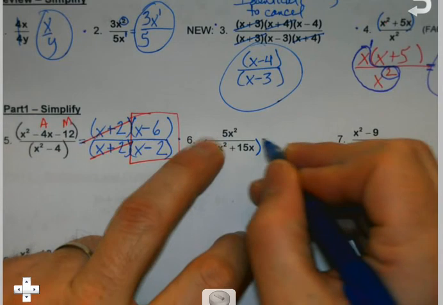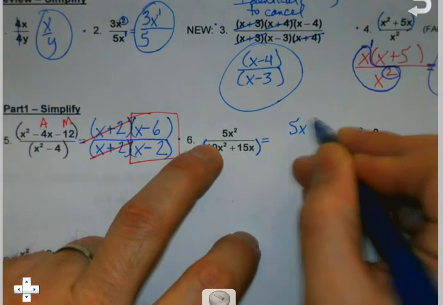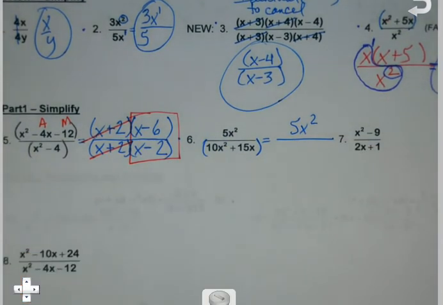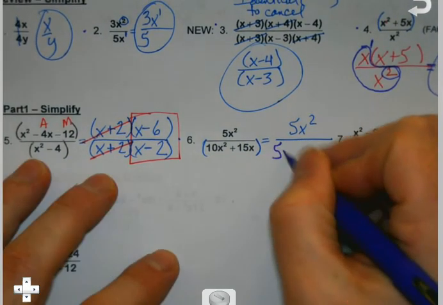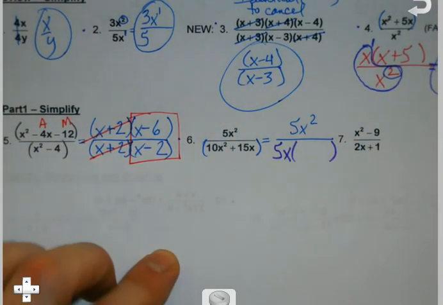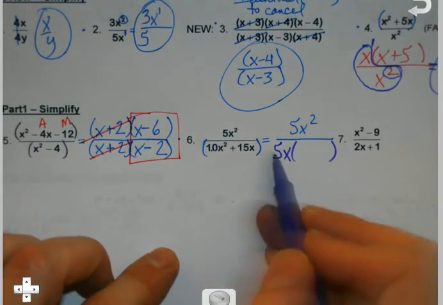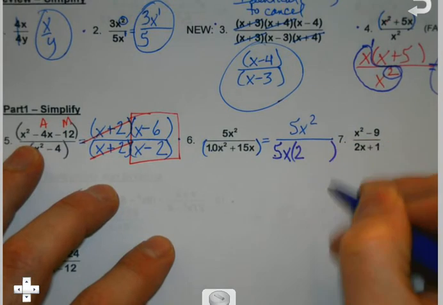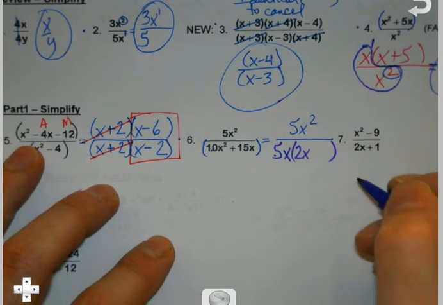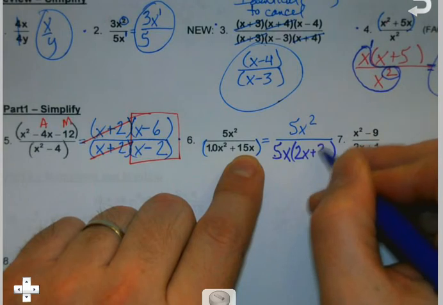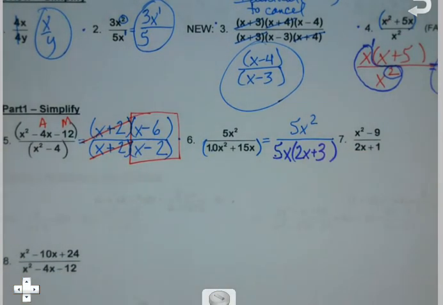So as far as our bonded group here in the bottom goes, anything in common? 5. Anything else? X. And then again, whatever's left over. You can always do this divided by this if you want to, or you can just say 5 times what's 10? Okay, it's 2. And I need an x. Plus 3, right, because I already got the 1x. I don't need another one.